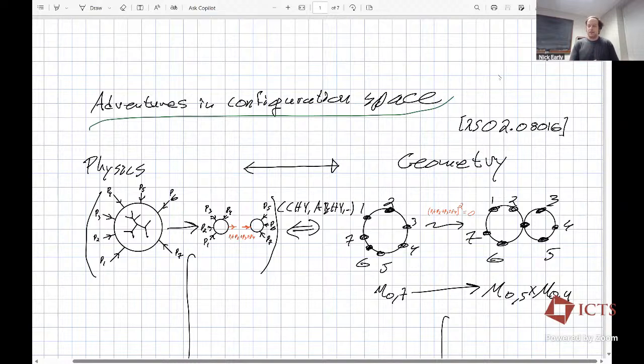I'd like to thank the organizers for the opportunity to share this work. It's based on this arXiv preprint that was just posted last week or so.